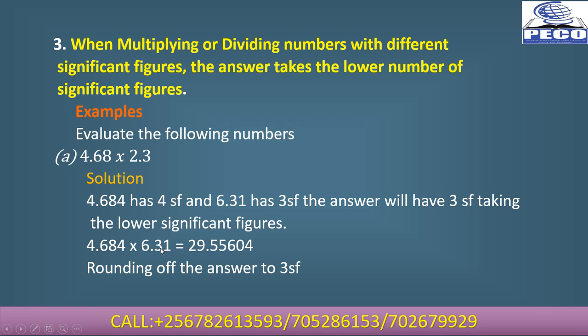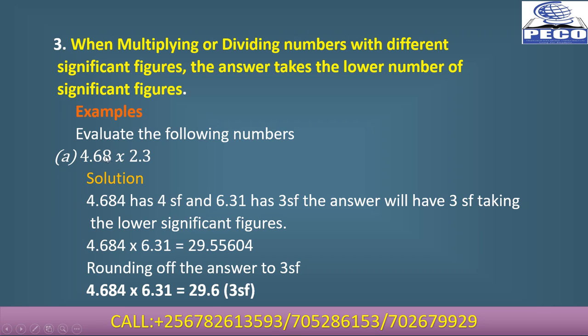4.684 times 6.31. Now this 4.684 has 4 significant figures, while this one has 3 significant figures. So when I multiply and I get this answer, 29.55604, to how many significant figures do I write? Because this one has 3 and this one has 4, I write to the one with the lowest number of significant figures. Rounding off, we shall have to write to 3 significant figures, and the value now will be 29.6.